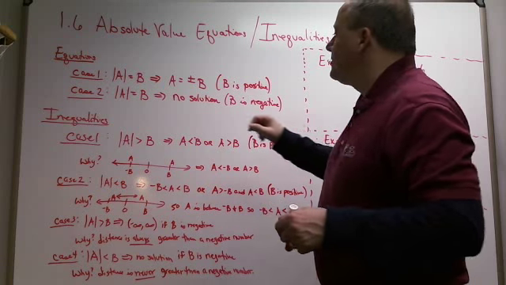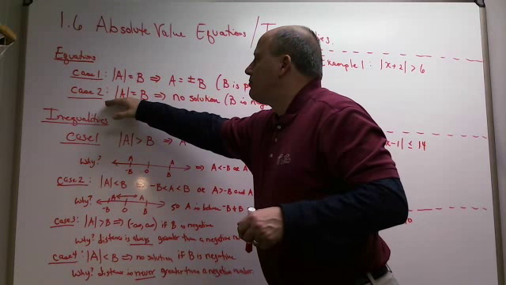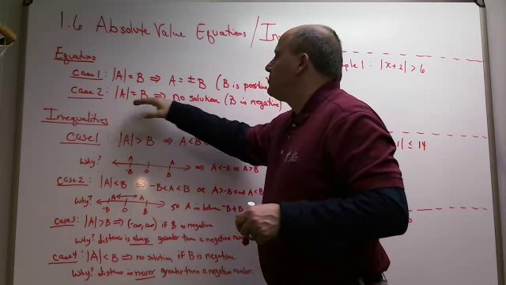Now, on the inequalities, well, first of all, in case 2, the absolute value of A equals B, there is no solution when B is negative because you can't say A is negative 2 units, for example, from 0. So when that's a negative 2 or negative 5, there is no solution. Okay, like I said, we talk about this a lot more in class, or you need to come to class.